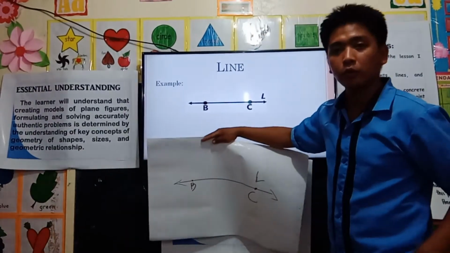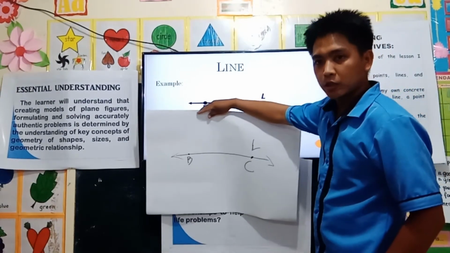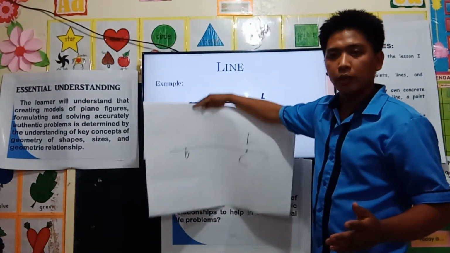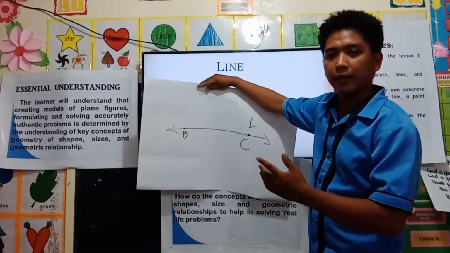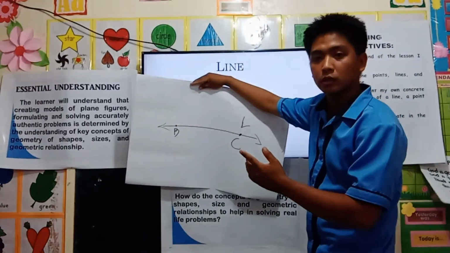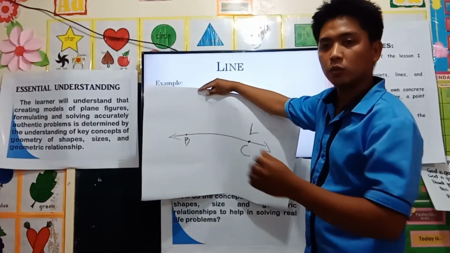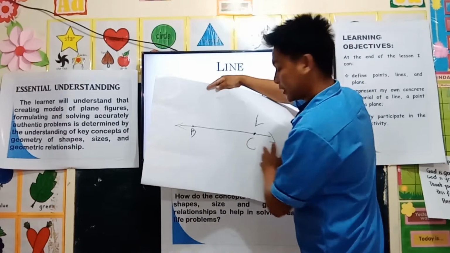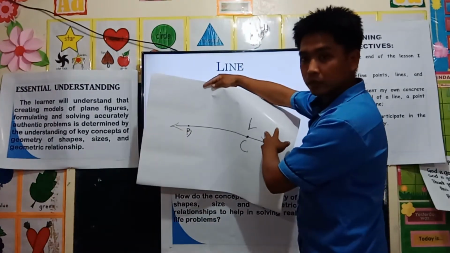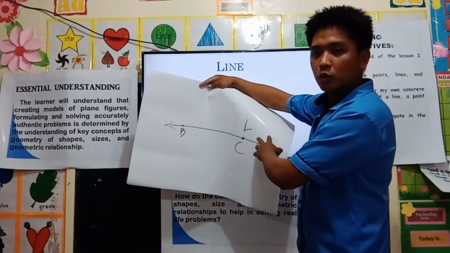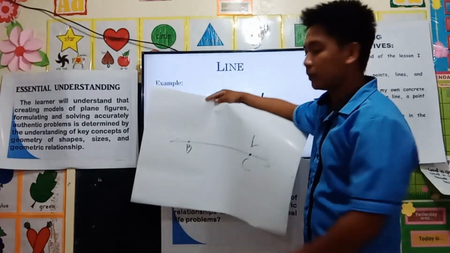Okay, let me draw a point with a line. A line is represented by a double arrow and named by using 2 points on the line, or by a single small letter. The line shown is called line BC or line CB or line L. We can also say that the line can be denoted by a symbol of the arrow.